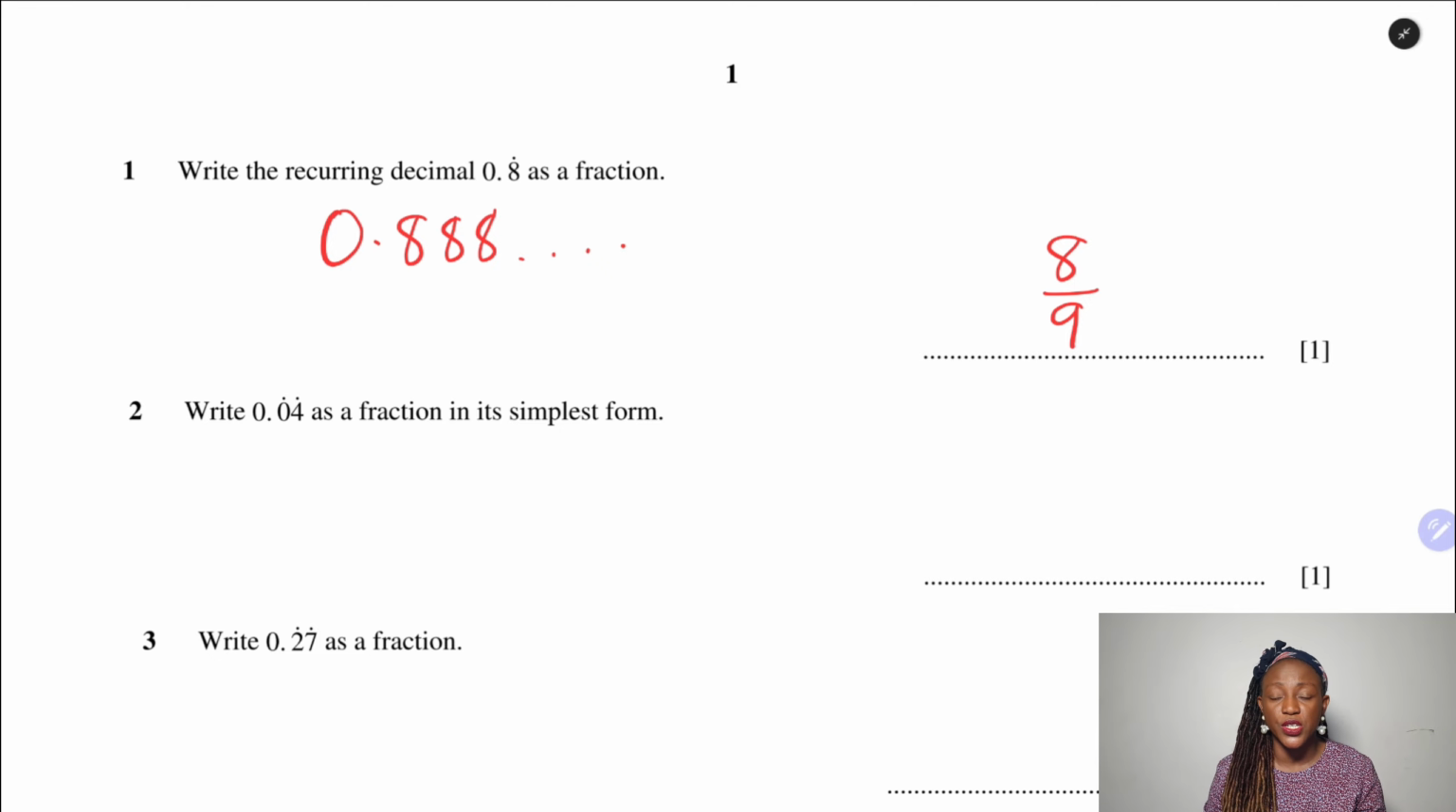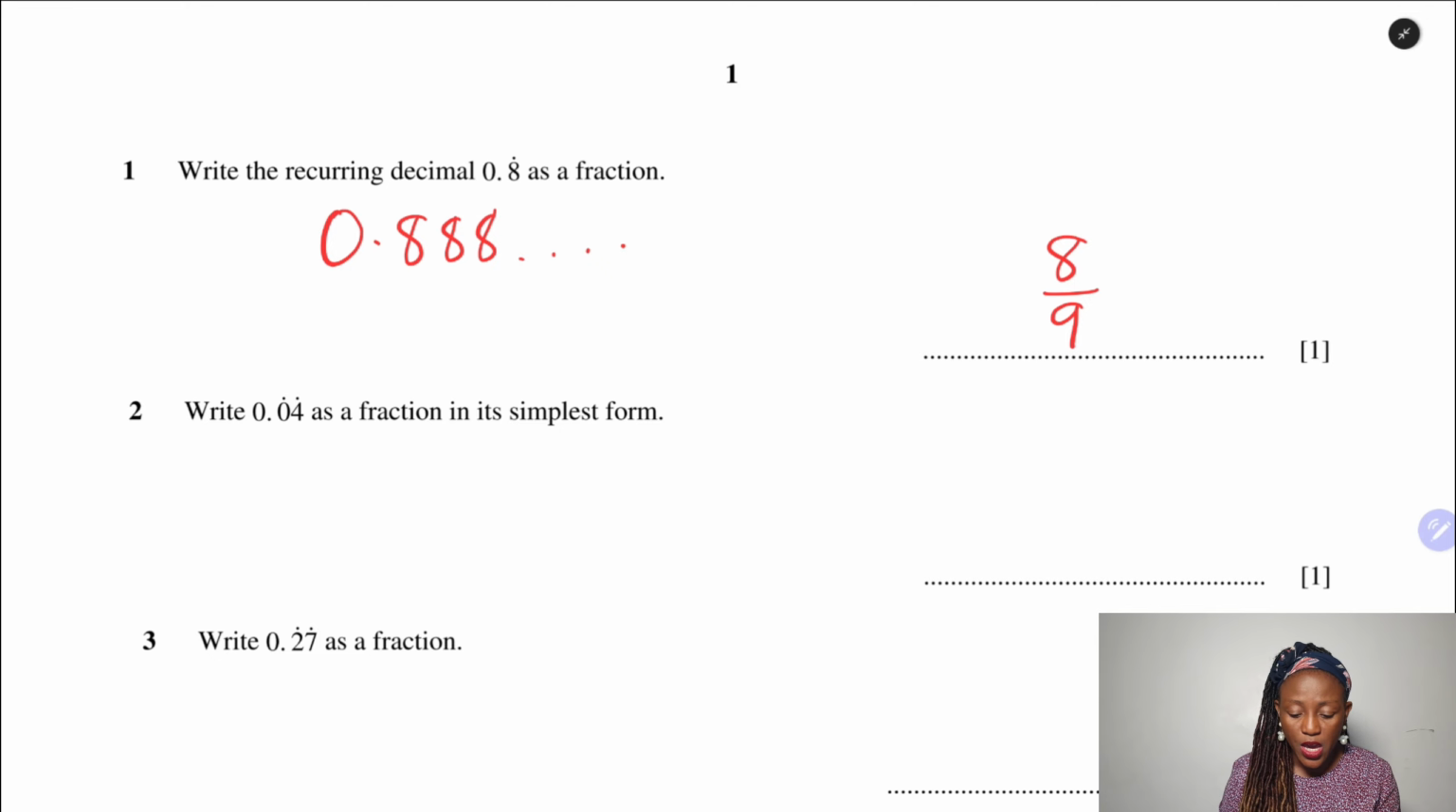Because when it is just one digit that you have after the decimal point, you're going to write just 9 as your denominator. If you have two digits that are recurring after the decimal point, you're going to write 2 9s as your denominator. If you have three digits that are recurring, then how many 9s are you going to write? 3 9s. So that is how to work with this kind of question.